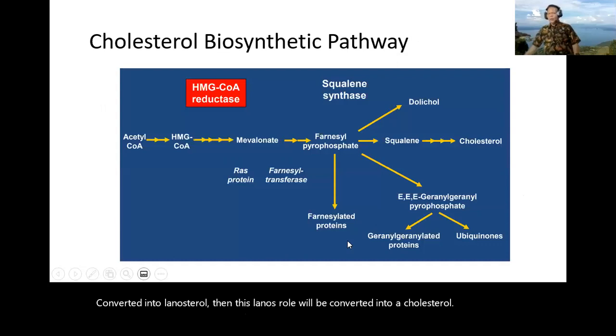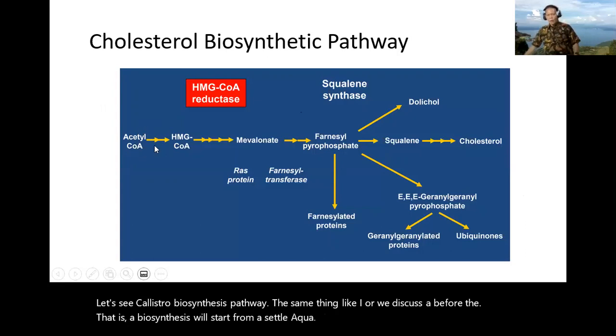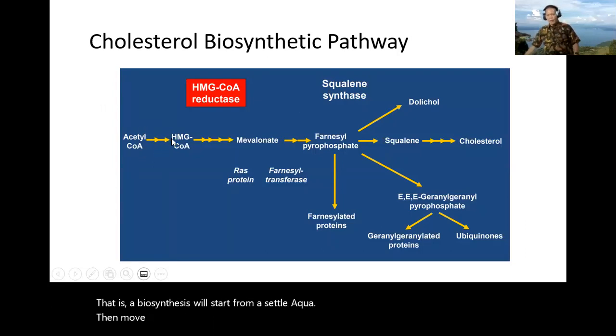Now let's see the cholesterol biosynthesis pathway. The same thing like we discussed before, this biosynthesis will start from acetyl-CoA, then move to HMG-CoA, and will be converted into mevalonic. From mevalonic will convert into farnesyl pyrophosphate, and this is the starting material.